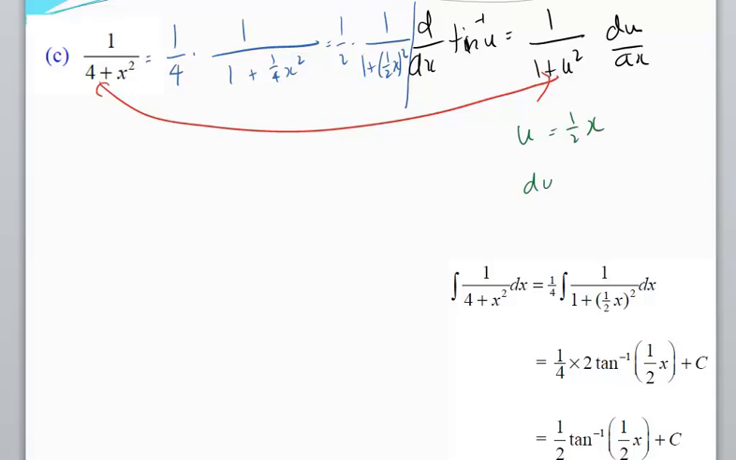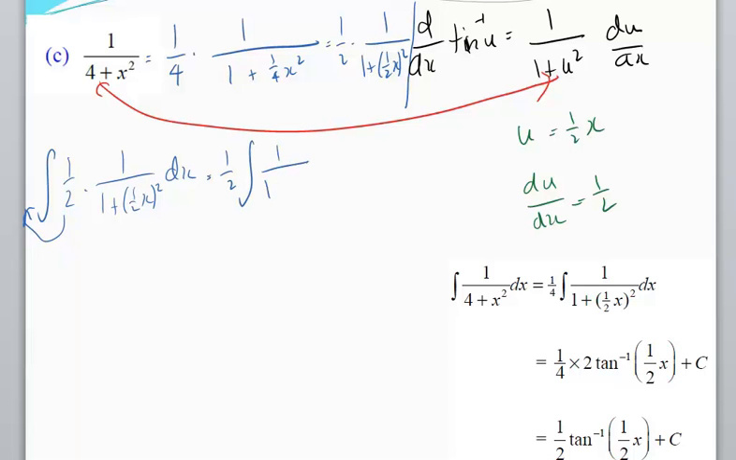So we differentiate our u here and we get a half. So what we're going to do, we'll write our integral up. Here our integral, we've got a half times 1 on 1 plus (a half x) squared. We move our half out the front. So it's a half multiplied by the integral of 1 on 1 plus (a half x) all squared dx. And we have here our du on dx is equal to a half. No, sorry, 1 on 4, we lost that 1 on 4.